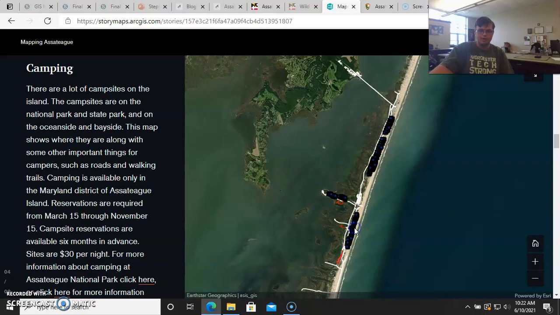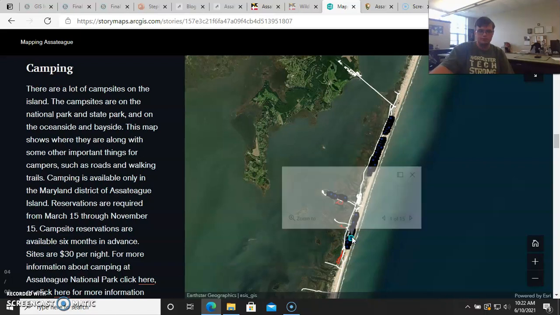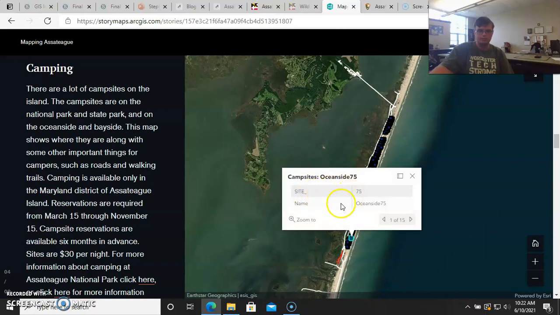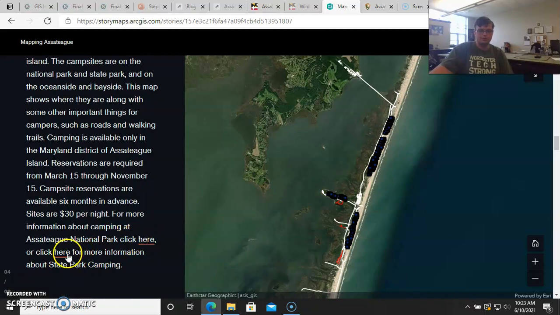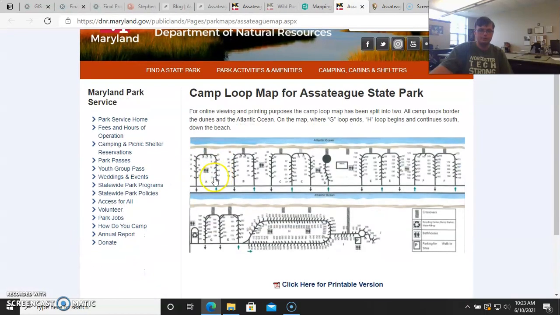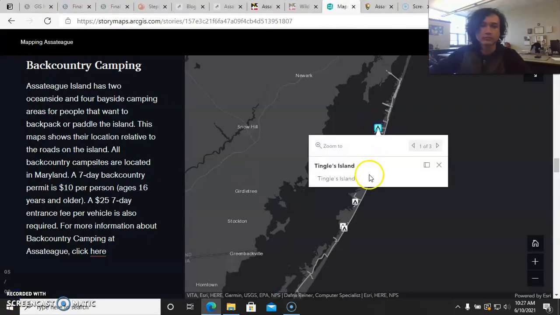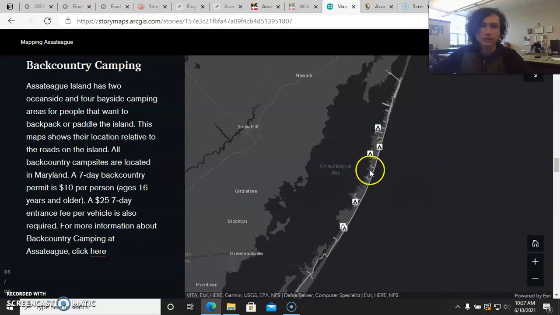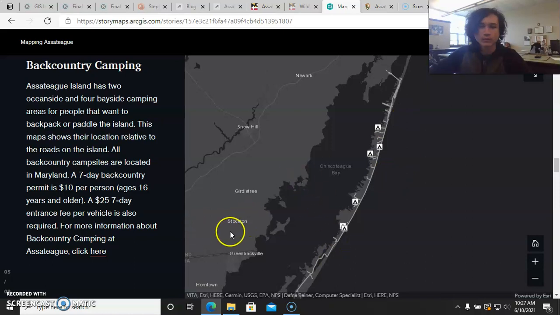We click on one of the pop-ups for the national park. It shows the site number of where it is. And at the bottom here for the text, there are hyperlinks to take you to information for both the national park and the state park. There's the backcountry camping sites, the 2 oceanside ones, and the 4 bayside sites. It also includes a road map layer. Both layers were taken from the National Park Service.